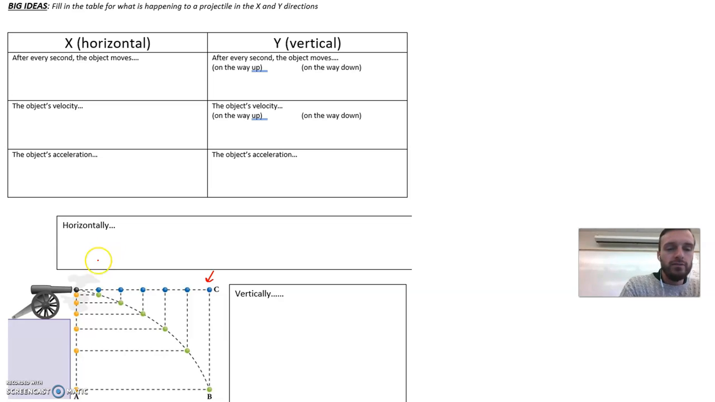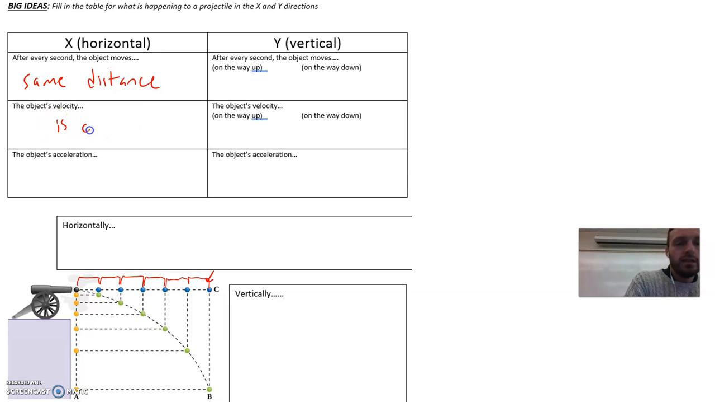And so as this cannon fires, you notice that the horizontal motion is evenly spaced. And if you remember Hansel and Gretel, our friends from the first unit, if the dot diagram is evenly spaced, that is showing us that we are moving at a constant speed. So let's summarize this in your table on your notes. In the x, or horizontal direction, after every second, the object moves the same distance. Why? Because we're moving at a constant speed.